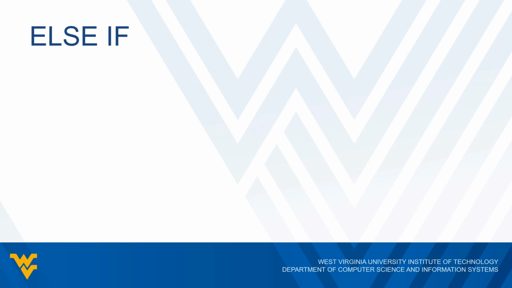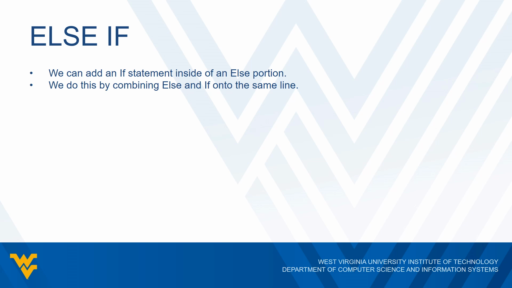So how do we do this in our code? Well, the idea is we can actually add an if statement or an if-then statement inside the else portion of an if-then-else statement. So what we would do is combine the else and the if onto the same line. So we would see a line that says else if. Unofficially, this is an else if statement, but that's what we're going to go with.